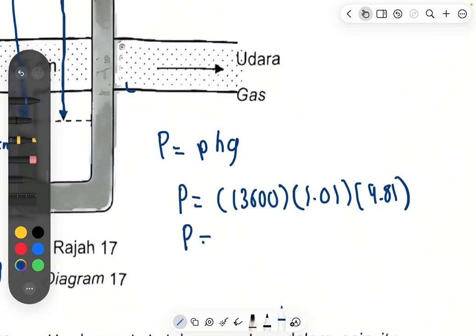Wait, there's somebody outside. 13600 times 9.81 is equal to 134,750.16. It is somebody outside.